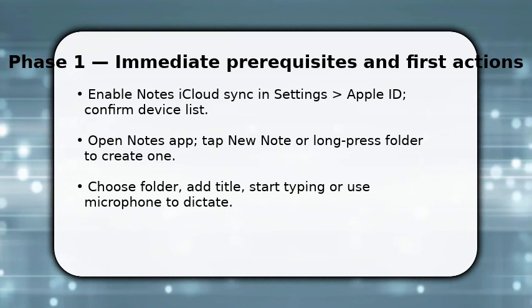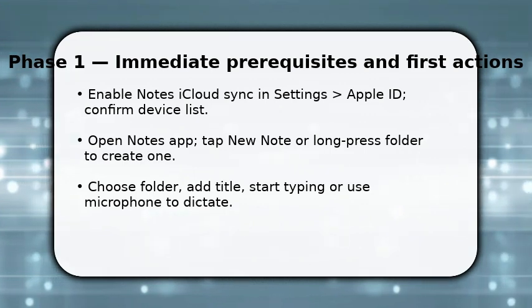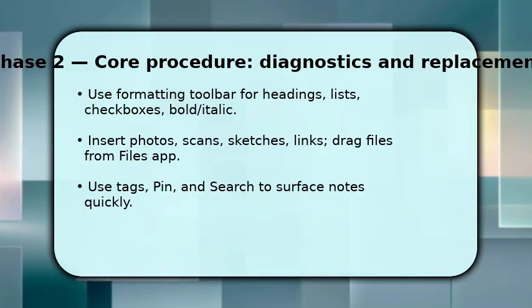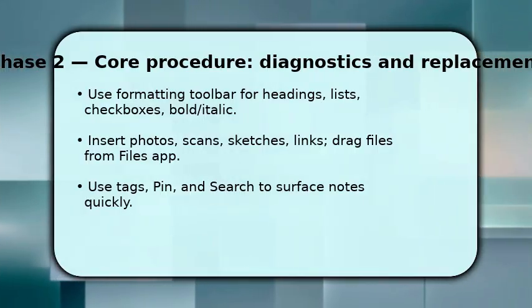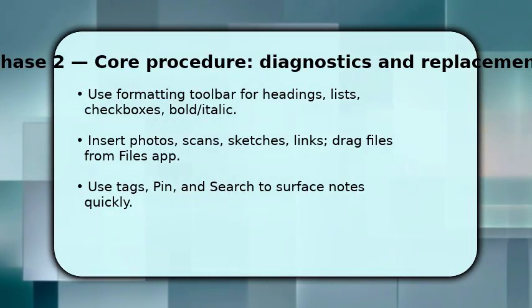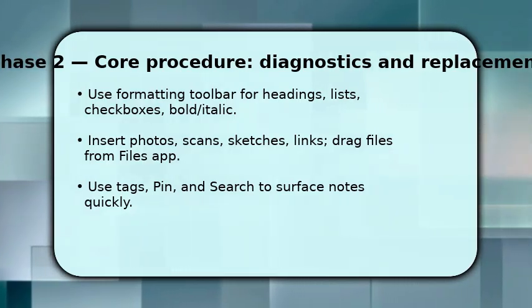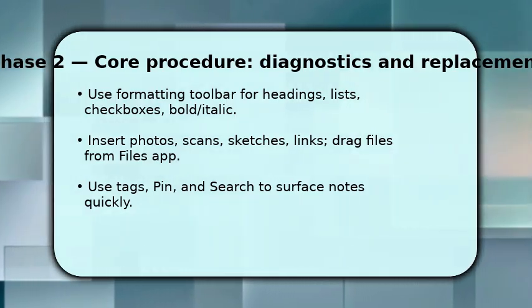Now you expand the note. Use the formatting toolbar to add headings, checklists, and bullet lists because structure makes retrieval faster. Insert photos, scan documents with the camera, or sketch with Apple Pencil. These attachments turn a plain note into actionable content.